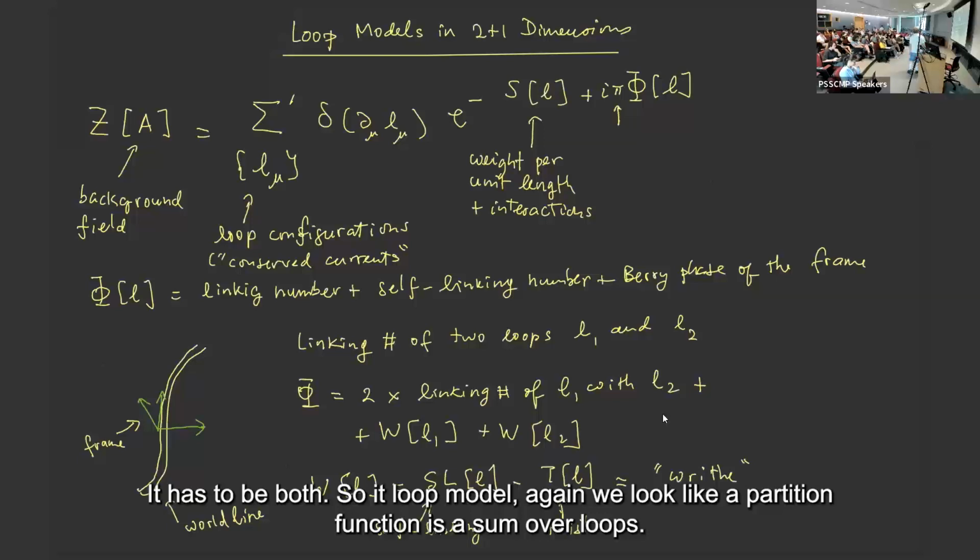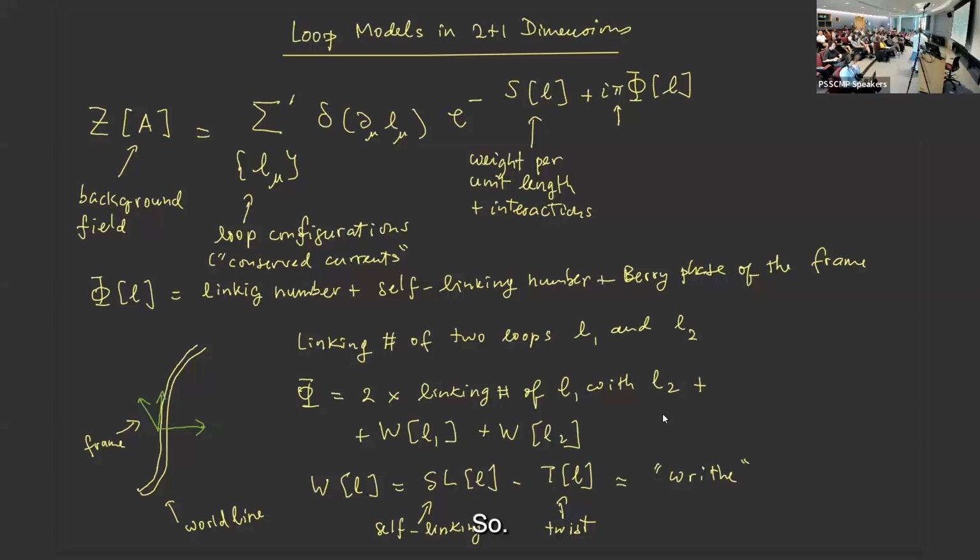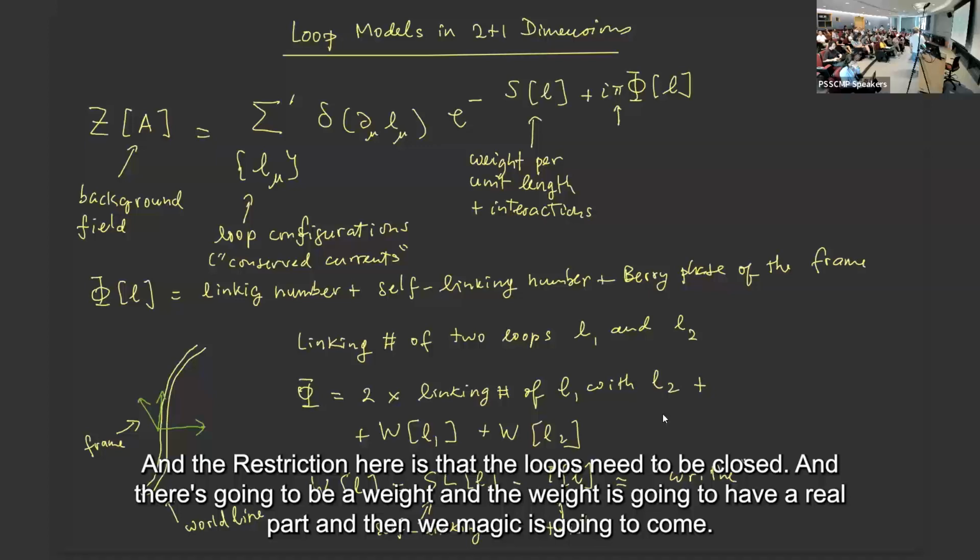Okay. So a loop model, again, will look like a partition function. It's a sum of loops. The loops here are going to be represented by a bunch of integer valued currents, if you wish, which are conserved because they can go into themselves. And the restriction here is that the loops need to be closed. Okay, well, that's what's here. And there is going to be a weight.